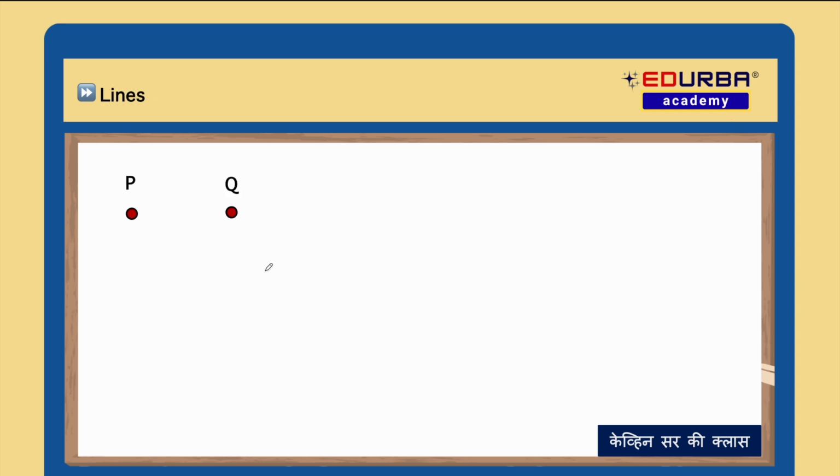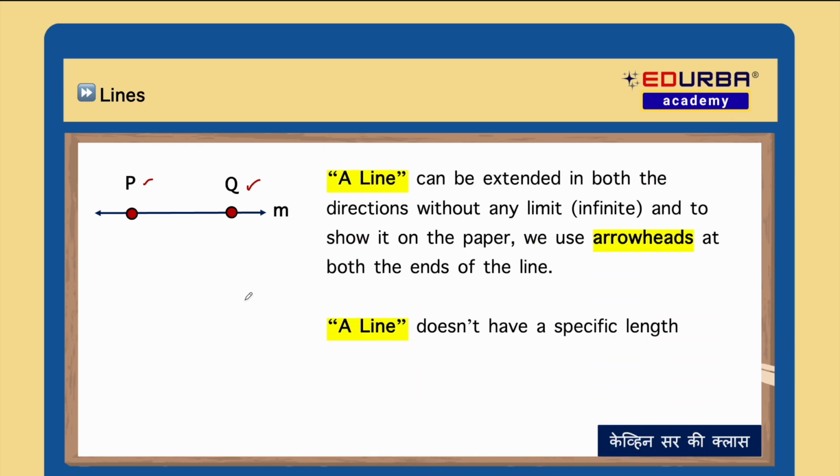As shown on your screen, we have 2 points, point P and point Q. So how many lines can pass through these 2 points? Yes, you guessed it right. Only one line can pass through these given 2 points on the plane. A line can be extended in both the directions without any limit, which we also know as infinity. And to show this on paper, we use arrowheads at both the ends of the line. As line can extend unlimited or without any limits in both the directions, it doesn't have a specific length.